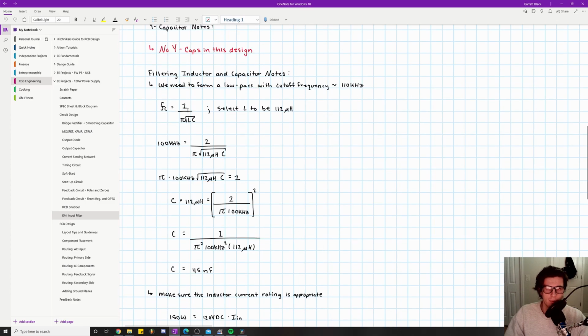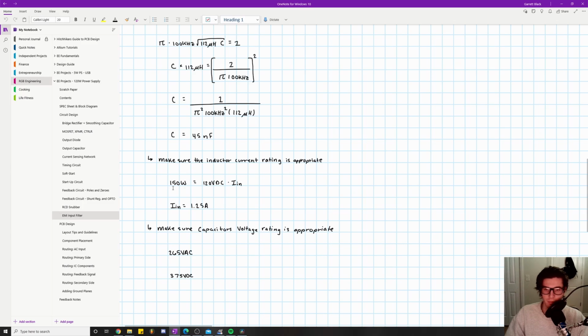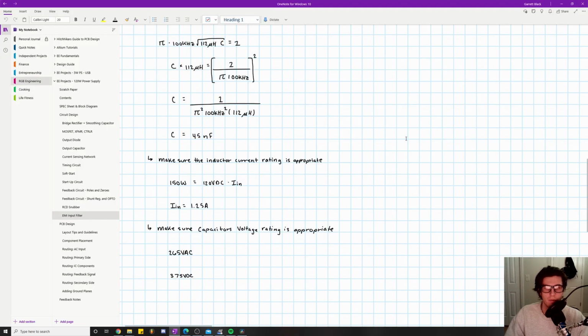What I'll say here again, of course, is make sure your inductor is properly rated. Make sure the inductor current rating is appropriate. 150 watts equals 120 volts DC times I_N. Remember, we're using 120 volts DC because the filtering inductor is on the other side of the rectifier, so we're dealing with a rectified voltage, which means our minimum DC voltage is 120 volts DC. Then I_N is equal to 1.25 amps after we solve for that. So we just have to make sure our inductor current rating is above 1.25 amps, which should not be that difficult to find.